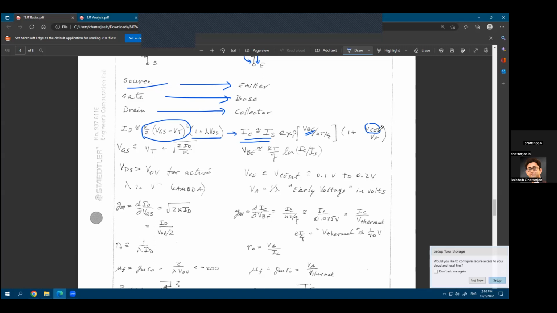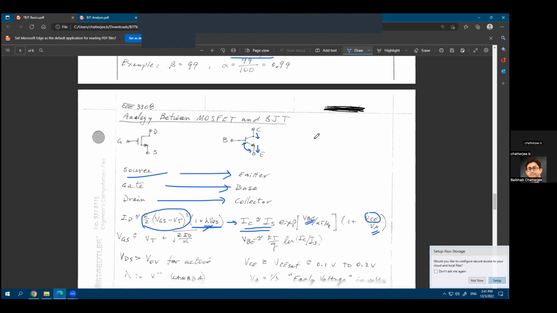So this is named after, I think the inventor was J.M. Early. This is called the Early voltage, VA, which is nothing but your 1 upon lambda for your MOSFET. So see, this is 1 plus lambda VDS for your MOSFET, and this is 1 plus 1 over VA times VCE for the BJT. So Early voltage, VA, is just equal to 1 upon lambda.